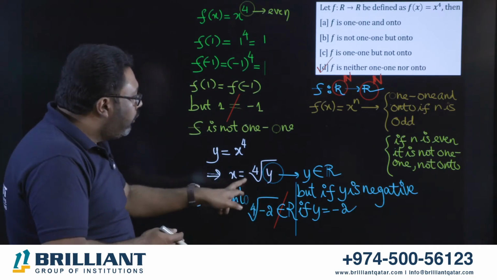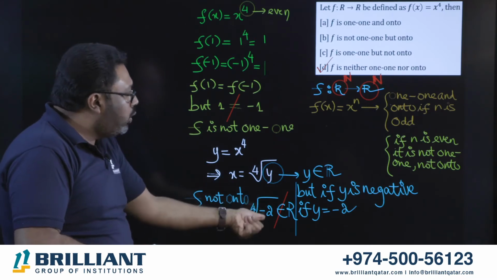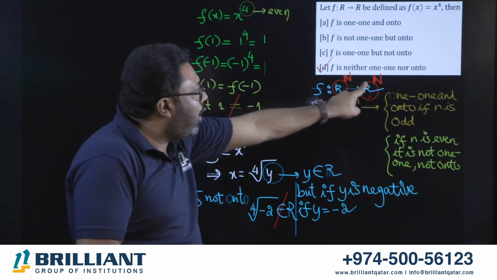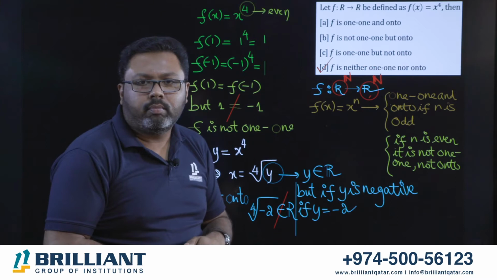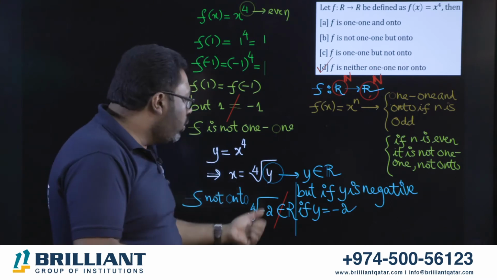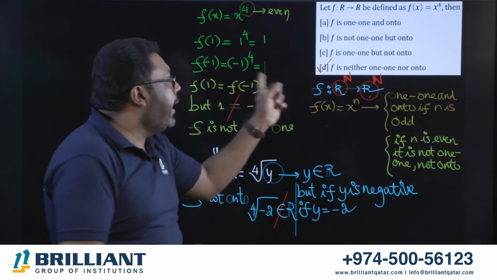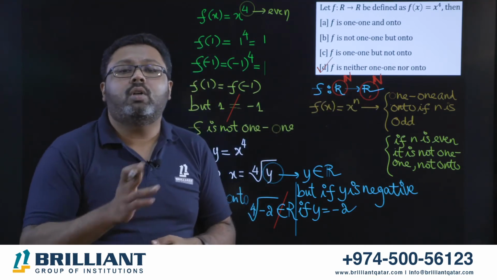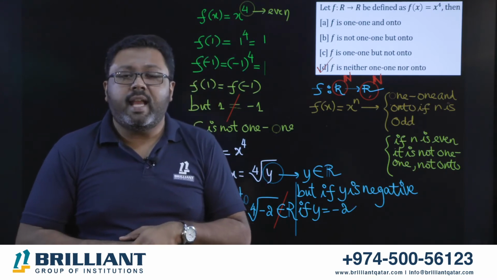Why? Because the fourth root of a natural number, say 3, will not give me a natural number x. Got it? The fourth root of a natural number need not be a natural number. So it is not onto. For n to n, you can say that it is not onto when this n is an even power.